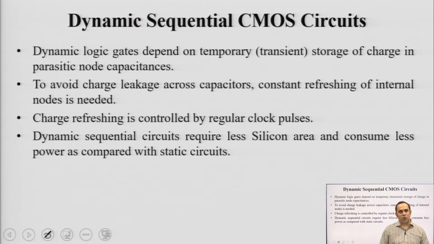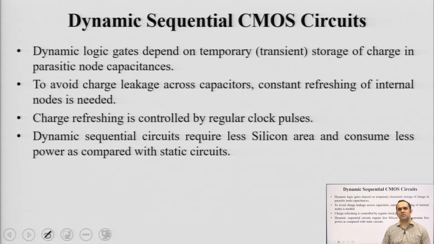Now, a capacitor holds its charge, but it does not hold it indefinitely. It slowly discharges also. So, charge leakage is a problem here. Constant refreshing of internal capacitive nodes is also needed, and this can be controlled by regular clock pulses. Dynamic sequential circuits require less silicon area, and they consume less power as compared to static circuits.